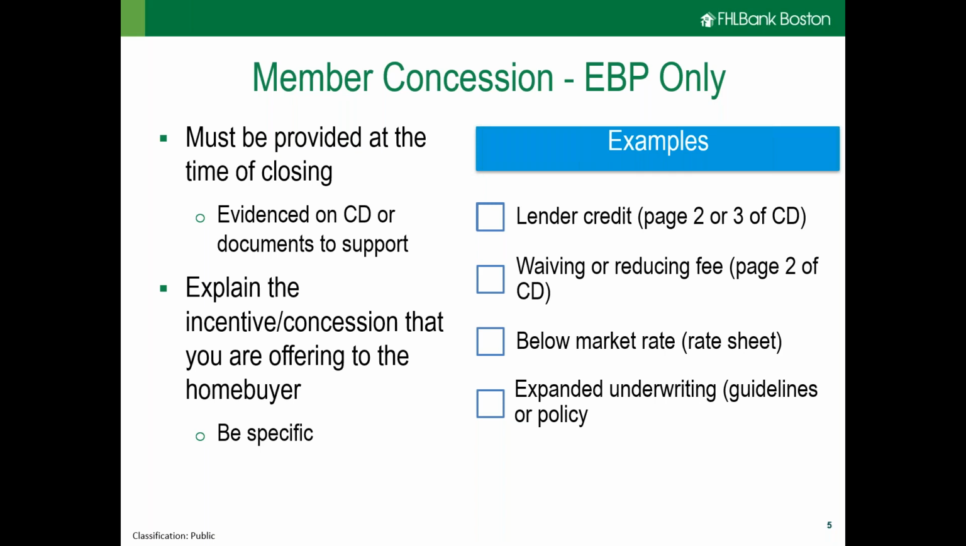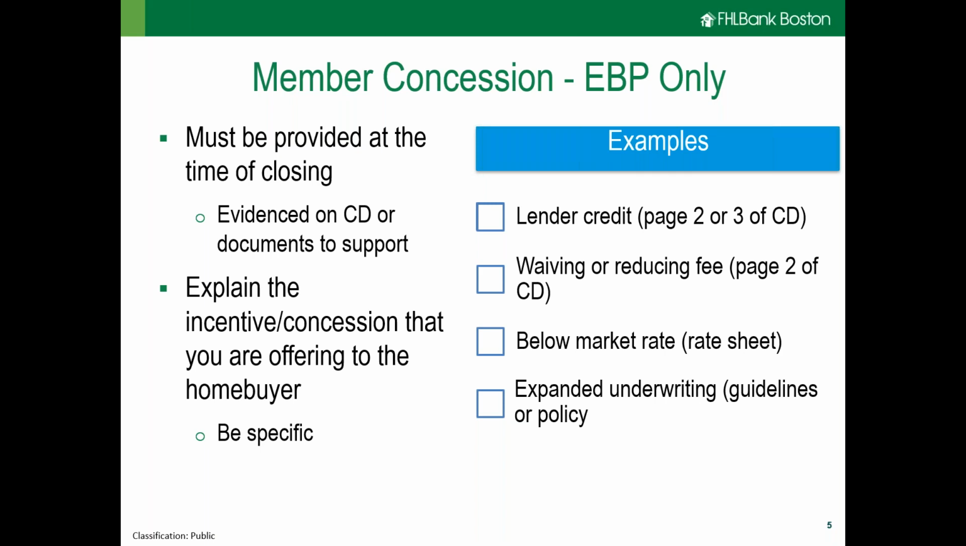And if you are anticipating on using expanded underwriting guidelines, just make sure you're specific. You're going to have to reference your policies and procedures and be able to provide that with your CD every time you are requesting a disbursement. But an example would be we have a couple of members that are waiving MI. Maybe it might be a lower loan to value, but it does exceed 80%. That way they're actually passing on a concession and an incentive to the home buyer.